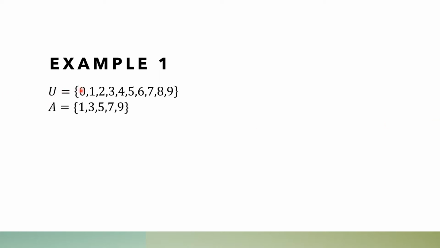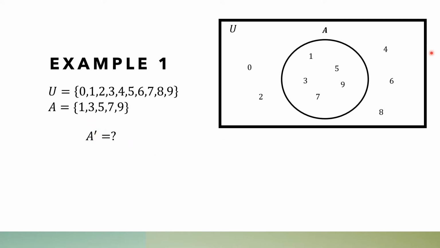Given a universal set such as the digits from 0 to 9 and set A is 1, 3, 5, 7, 9, we want to get A prime, or A complement. To get A complement, let's first visualize the sets in a Venn diagram. There's the universal set and the set A, and set A contains 1, 3, 5, 7, and 9. When we find the complement, we will have 0, 2, 4, 6, 8.